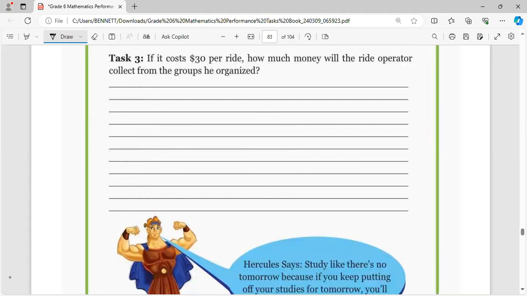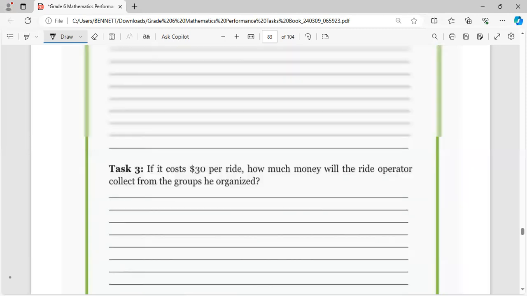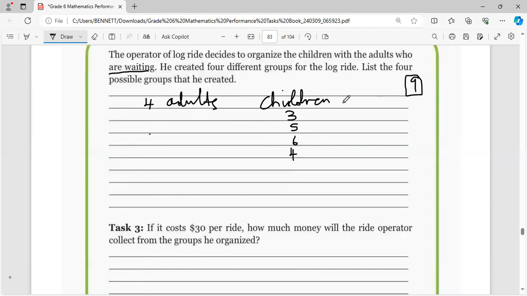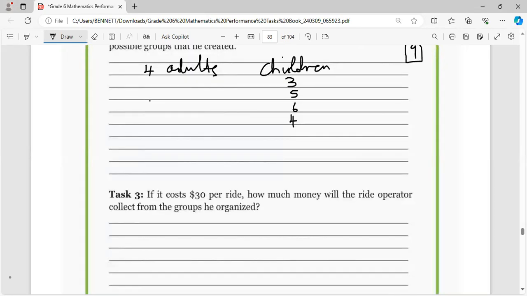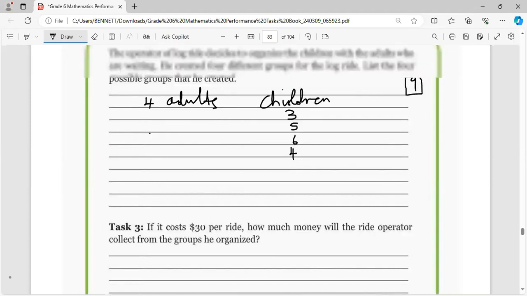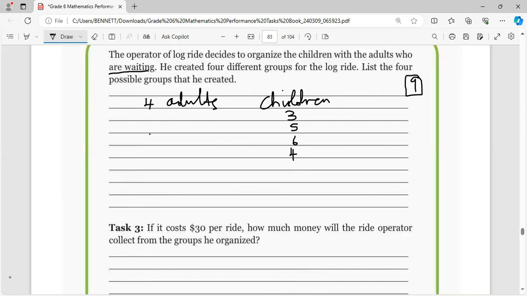Alright, so this one says, if it costs $30 per ride, how much money will the ride operator collect from the groups he organized? I wasn't finished with the first one. You're going to work out how much money it collects for each, if it's $30 per ride. Oh, in total? What's your interpretation? He wants to know the total amount of money he will get. Alright, then do that.